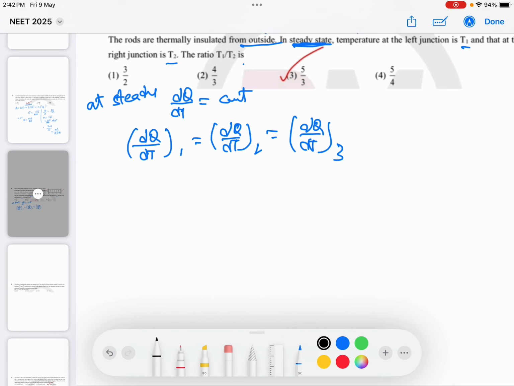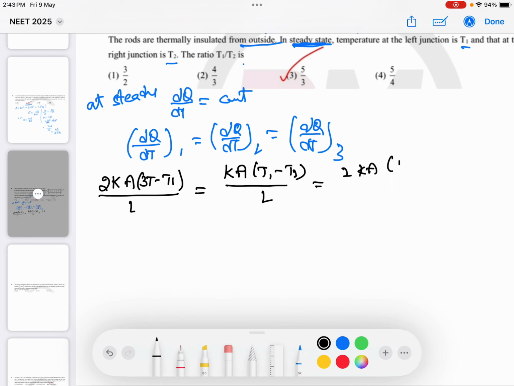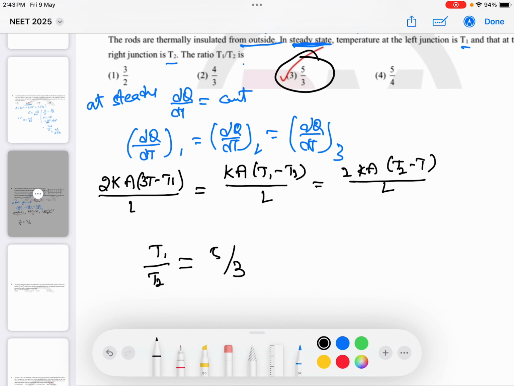So these three equations can be taken like this. In the first, the thermal conductivity 2K is given, so 2K into area A into temperature difference 3T minus T1, divided by length L. Second, K is the thermal conductivity, area is the same, temperature difference is T1 minus T2, length of the rod is L. Third, 2KA into T2 minus T divided by L. On equating and solving these equations, T1 by T2 we get 5/3. That is the answer.